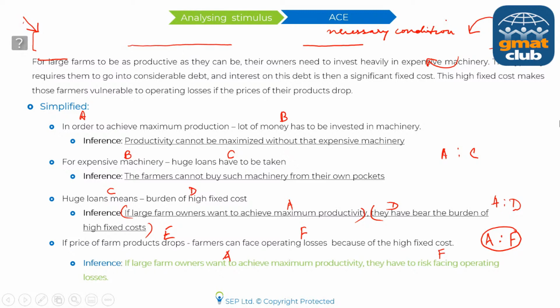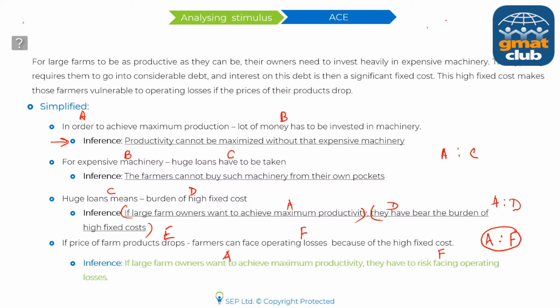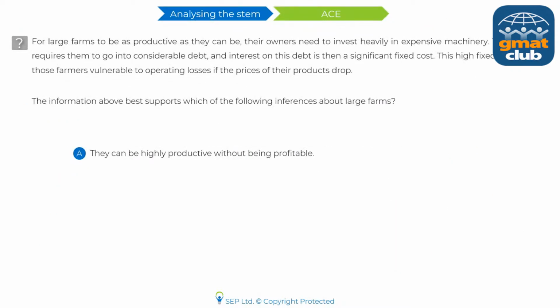As I was saying, to those of you who've joined later, we were trying to understand how to draw inferences as we move along. So, what we have inferred from this paragraph is productivity cannot be maximized without investing in heavy, expensive machinery. Farmers have to take loans for that, and if they take loans, their fixed cost goes up, and if fixed cost goes up, sometimes they might face operating losses if the price of the farm products drops. With that understanding, let's move to answer choice elimination.